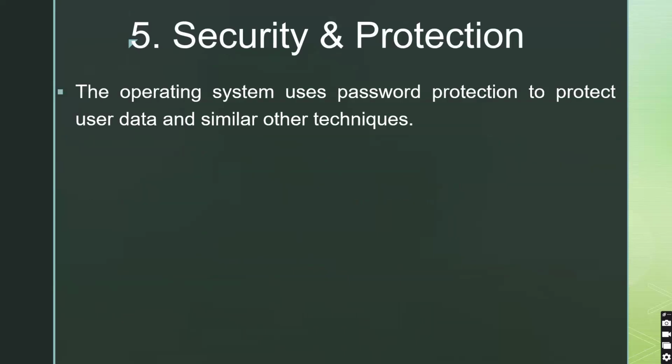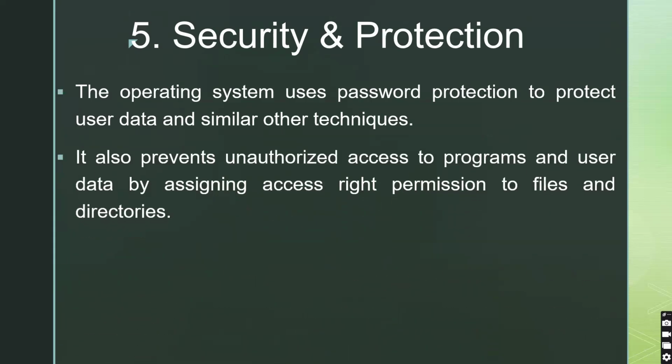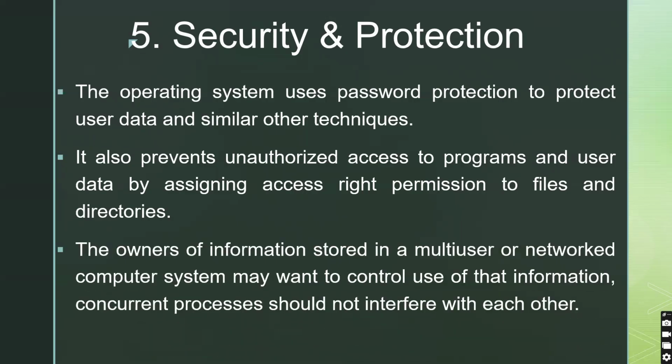Security and protection. The operating system uses password protection to protect the user data. It also prevents unauthorized access to the program and user data by assigning access right permissions. So using the operating system, access right permissions can be provided to the files and directories. So Linux is the most secure operating system in the world. 90% of the websites run on Linux servers. And in the Linux operating system, there is no need to install antivirus also. So this is the fifth most important function performed by the operating system.